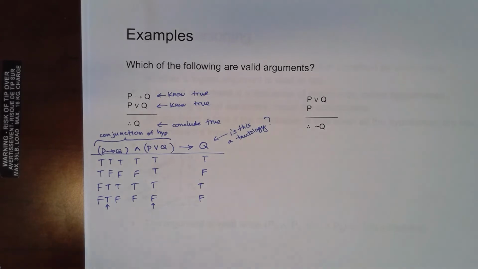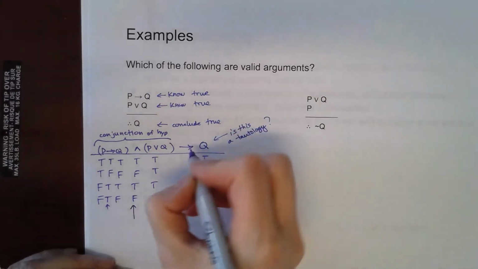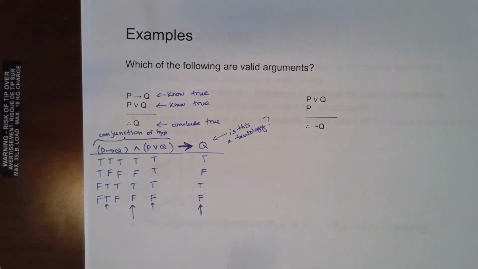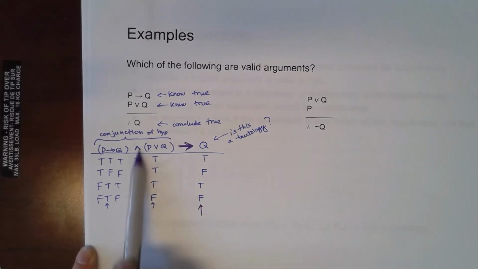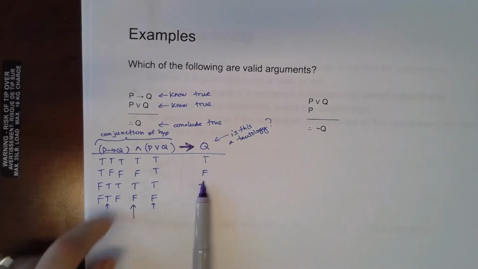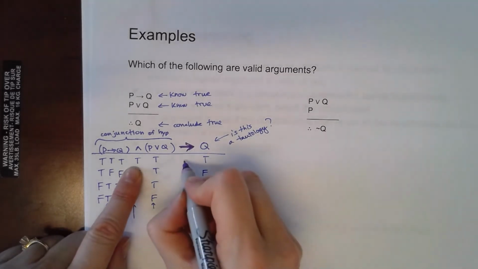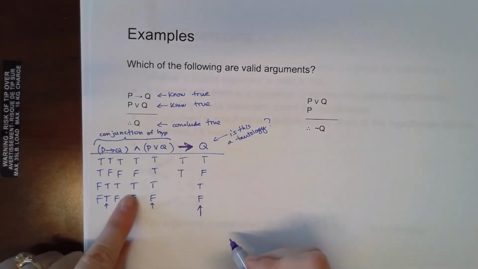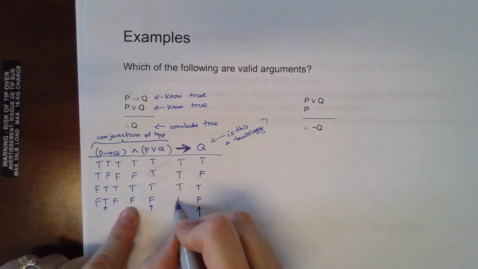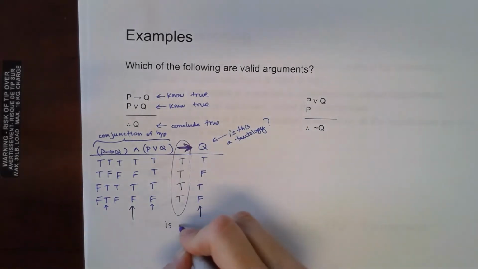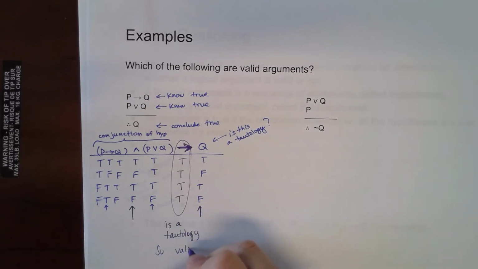Let me do a different color here. So now, here's my hypothesis of this implication right here. And here's the conclusion. So when I do this implication, I'm looking at the logical result before, here in this column, and the logical result after, over here. Okay, so I'm going to do true implies true, that's true. False implies false, that's true. True implies true, false implies false. Okay, so right here, the implication is a tautology. So this is a valid argument.